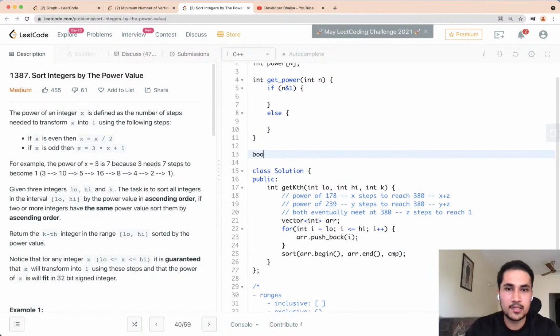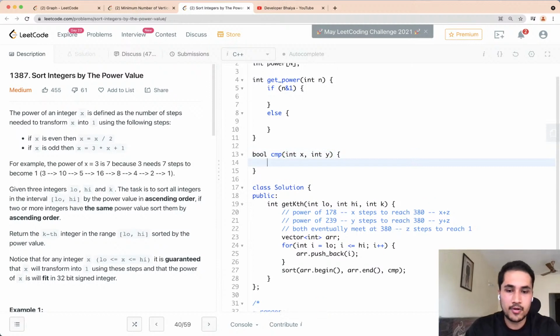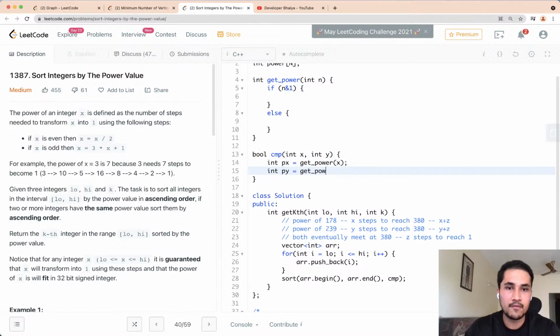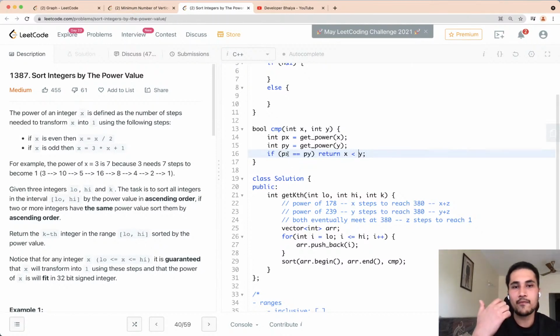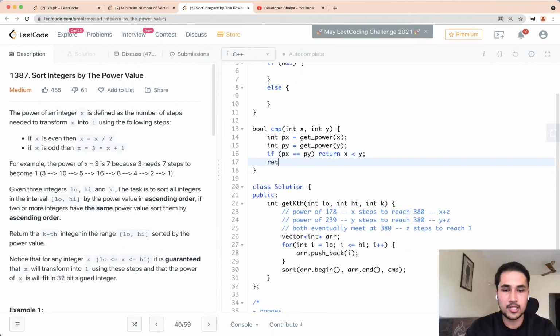And that comparator function takes two numbers, x and y, and basically computes the power, right? So let's do it like this. Power of x is get power x, and power of y is get power y. Now, if the power is the same, I'm comparing their numerical values, and if the powers are not the same, then the number with the smaller power should come first.